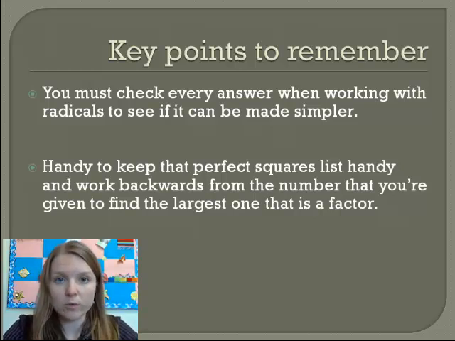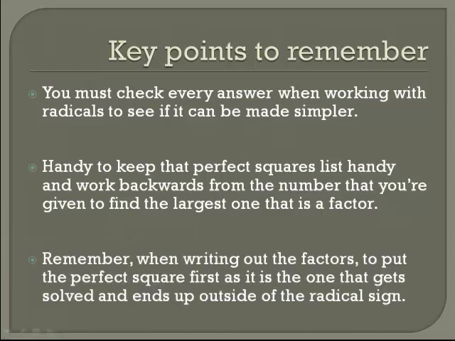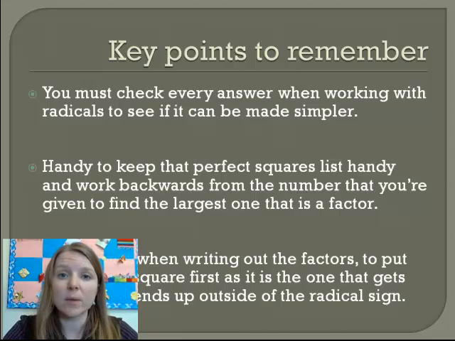Start where your number would fit on the list and work your way backwards and find the largest perfect square from the list that's a factor of the number in question. You can use a calculator to check if you're not sure. And the last and final point, when you're writing out the factors, put the perfect square first, because that's the one that's going to get solved, and that's the one that's going to end up being the number in front of your final root. All right, that's it. That's all you need to know about simplifying radical terms.